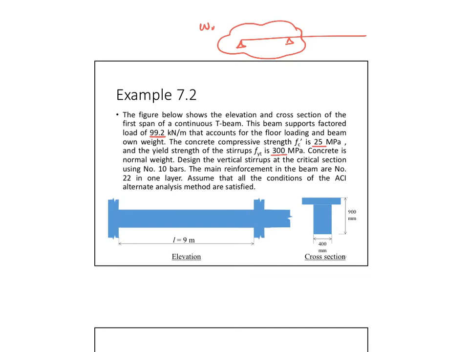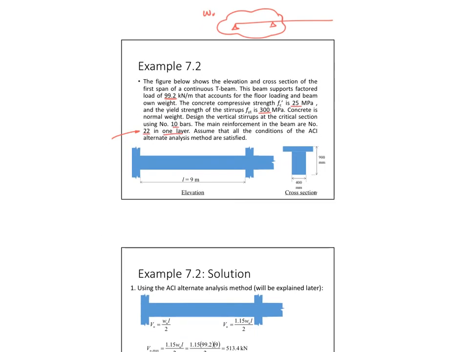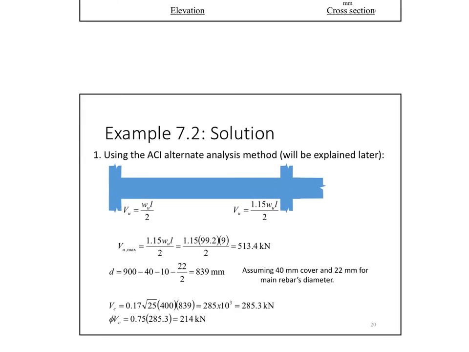Design the vertical stirrups at the critical section using number 10 bars. The main reinforcement of the beam is number 22 in one layer, and this is for the purposes of calculating d. Assume that all conditions of the ACI alternate analysis method are satisfied. What is the alternate analysis method? It's a method that we will go over in the next chapter when we get to the one-way slab, that can simply calculate the forces for you in an indeterminate structure if it satisfies some conditions. And we'll see how this applies here.